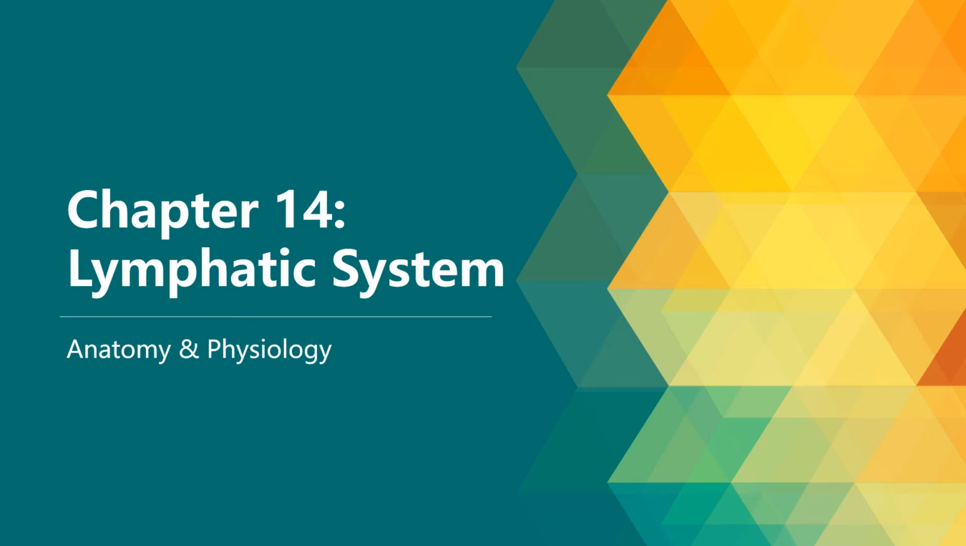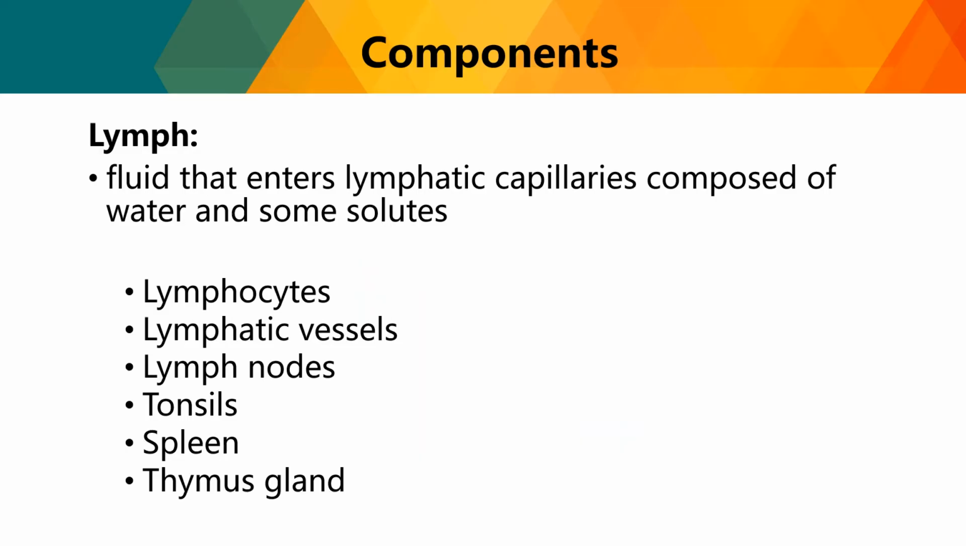For today, I'll be discussing the lymphatic system. So basically, the lymphatic system is a network of tissues and organs that help rid the body of toxins, waste, and other unwanted materials. Basically, the functions of the lymphatic system include fluid balance, fat absorption, and defense.